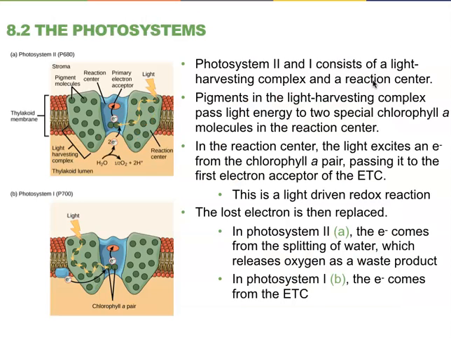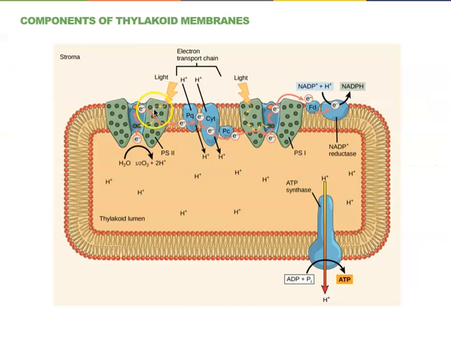Okay? Now, why would Mother Nature do this? The photosystem 2 and 1 consist of light harvesting complexes. The pigments inside the light harvesting complex pass energy to special chlorophyll A, and then photosystem 1 is going to be B. Photosystem 2 is going to be chlorophyll A, right? So for photosystem 2, in the reaction center, the light excites the electrons from a chlorophyll. And it's going to pass it to the first electron acceptor of the ETC. You can see this right here. Wham! Gets passed there. Okay?